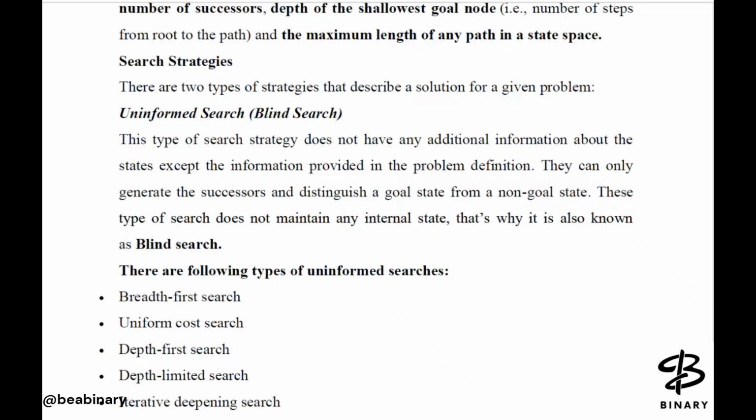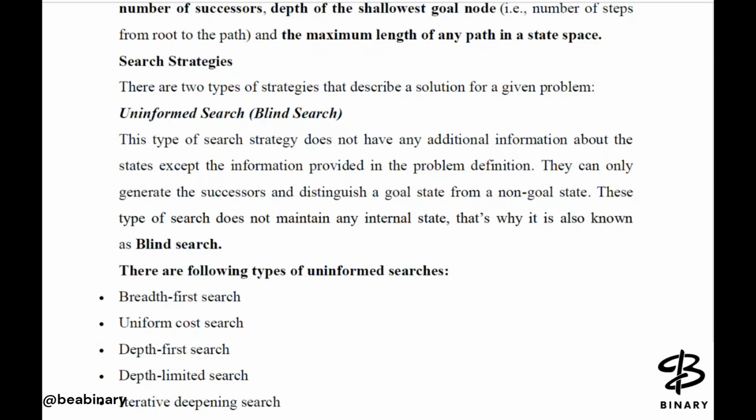Okay. So this type of search strategy does not have any additional information about the states. Whatever the state is, we are not having any additional information about it except the information provided in the problem definition. जो problem definition में information है, उसके अलावा problem के बारे में और जो अभी present state है problem की, we are not having any additional information of that particular state.